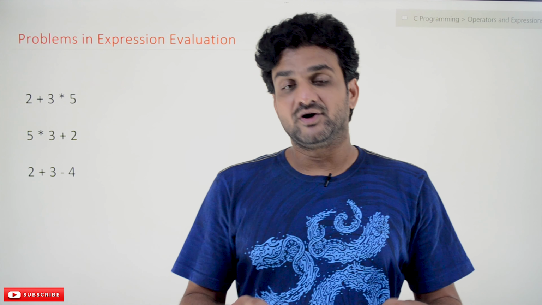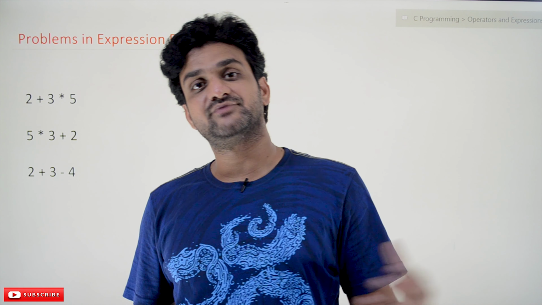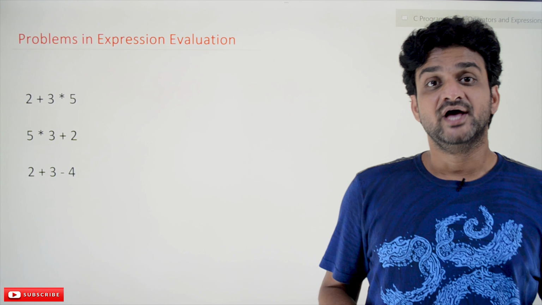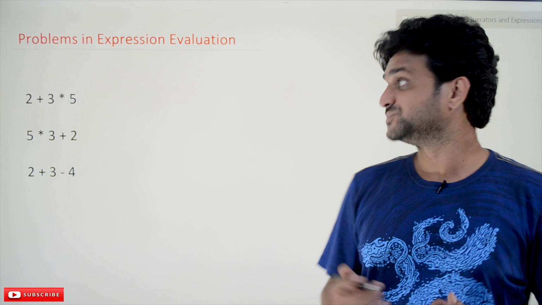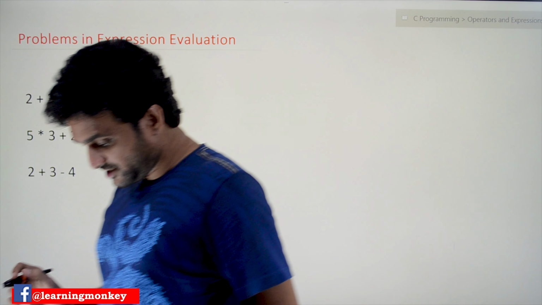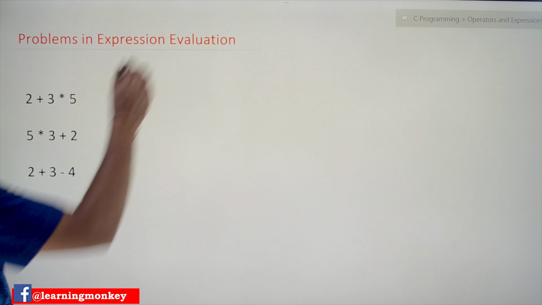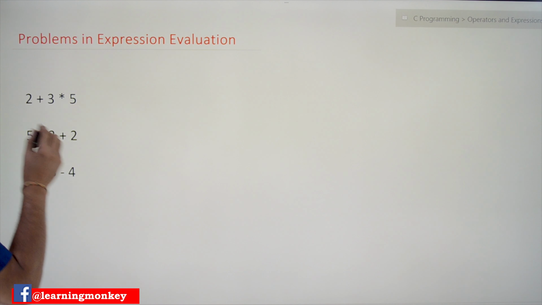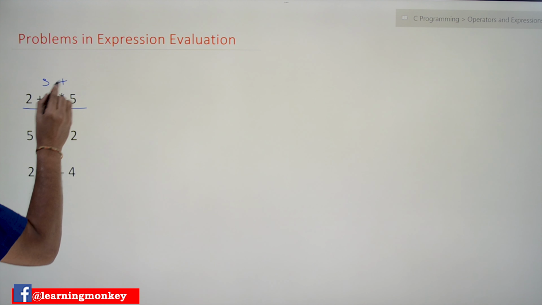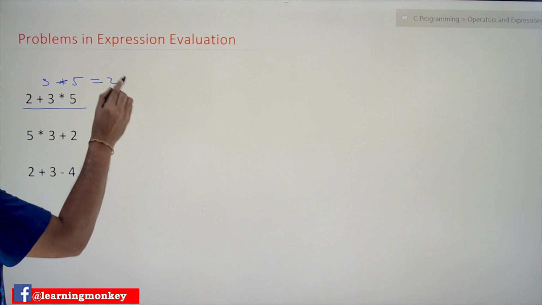Now, hoping that you have already watched all the videos on operators, let's try to understand what are the problems that we have in evaluating an expression. For example, consider these expressions. Consider the first expression. How will this expression get evaluated? Let's assume that it is going to be evaluated from left to right. So 2 plus 3, 5, into 5, it is going to be 25.